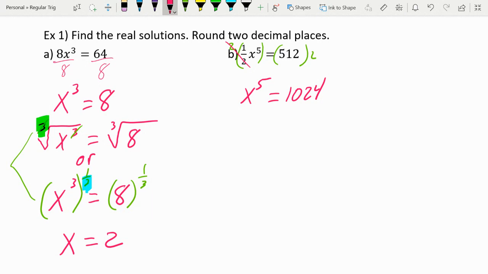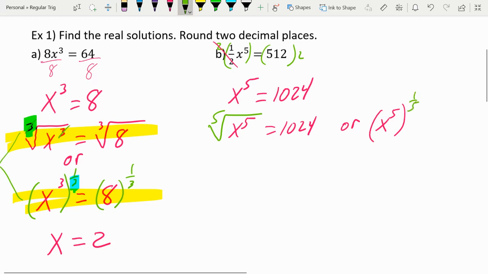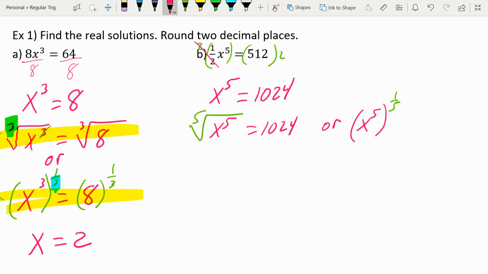Your choice. I don't care which one of these you use. You pick one. Again, I'll show you both ways. All right, so I can do the 5th root of x to the 5th is equal to 1024, or I can do x to the 5th raised to the 1/5 power. If you do that, you have to remember you're going to do it to both sides.